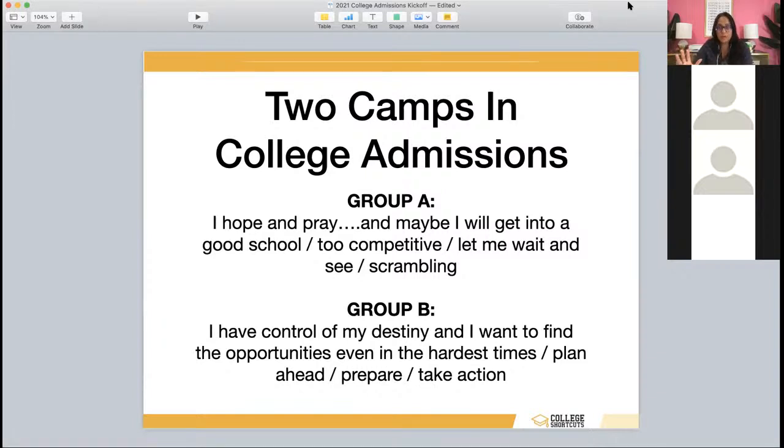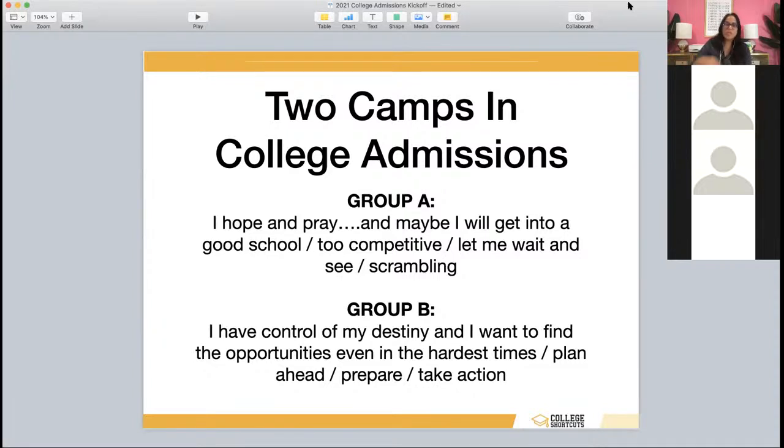And then I've got Group B parents, and these are really interesting. These are parents that say, our family has control of our destiny. We want to research and find the opportunities. Doesn't matter what's going on in the world. Even if it's a hard time, we plan ahead, we prepare, and we take action.